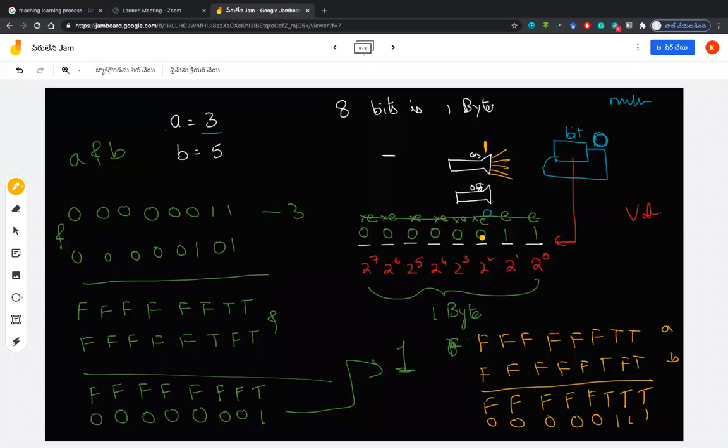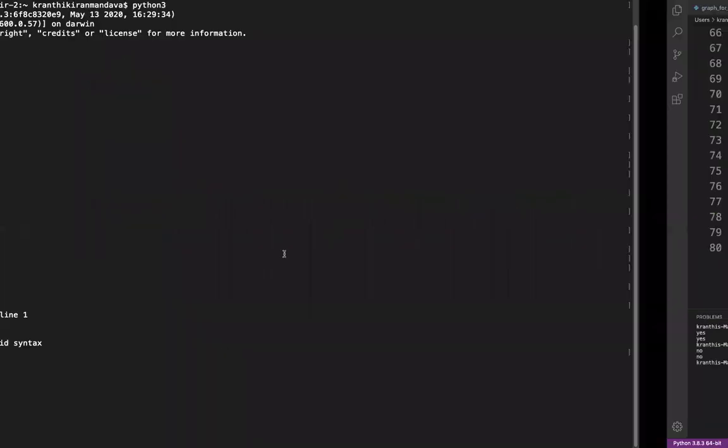7. If you consider the last: 2 power 0 is on, plus 2 power 1 is on, plus 2 power 2 is on. So 2 power 0 is 1, plus 2 power 1 is 2, plus 2 power 2 is 4. So your total number that you get is 7. So this is how you are getting these answers. I hope you understand.